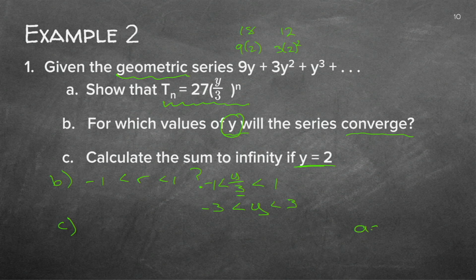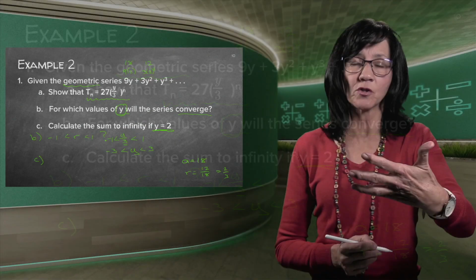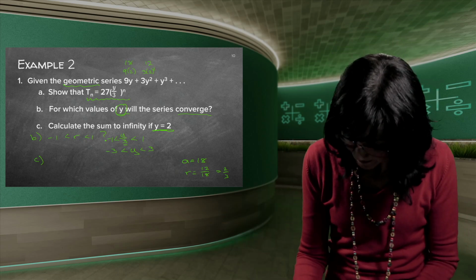So let's just write down. My a was 18. My r, how do we get r? Second term divided by first term. 6 goes into 18 three times. So my r is 2/3 and my a is 18. That is now if my y is 2. So I went back to the original series, because there are pluses in between, and I found it.